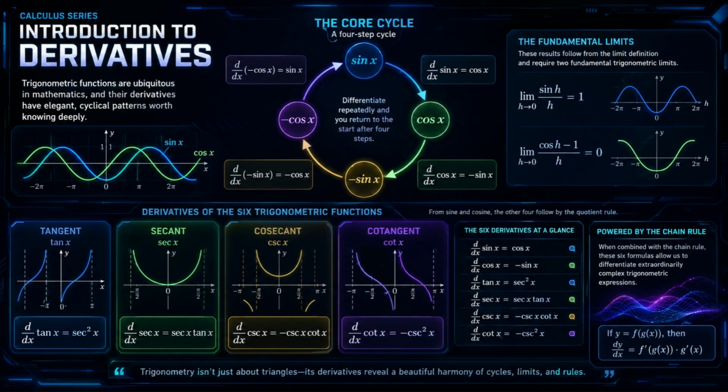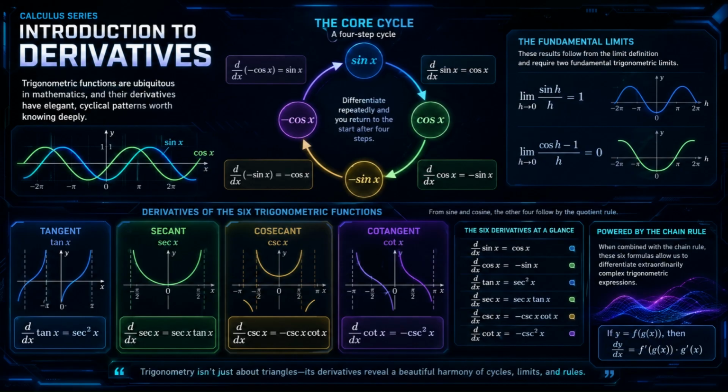Notice the cycle. Differentiating sine gives cosine. Differentiating cosine gives negative sine. Differentiating negative sine gives negative cosine. And differentiating negative cosine gives sine again. A four-step cycle. These results follow from the limit definition and require the two fundamental trigonometric limits.